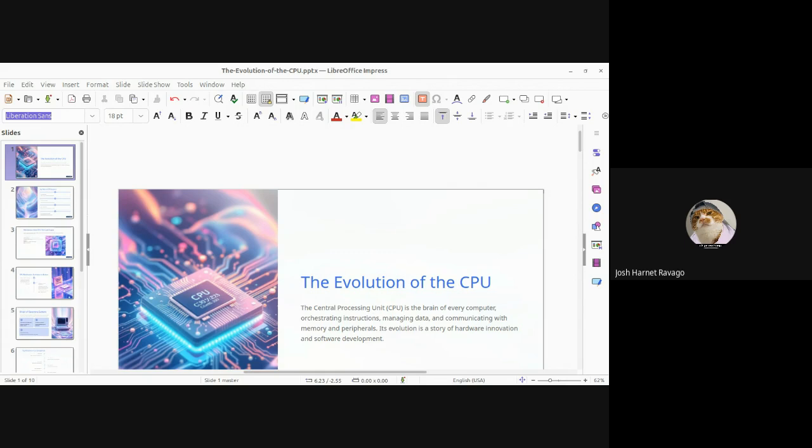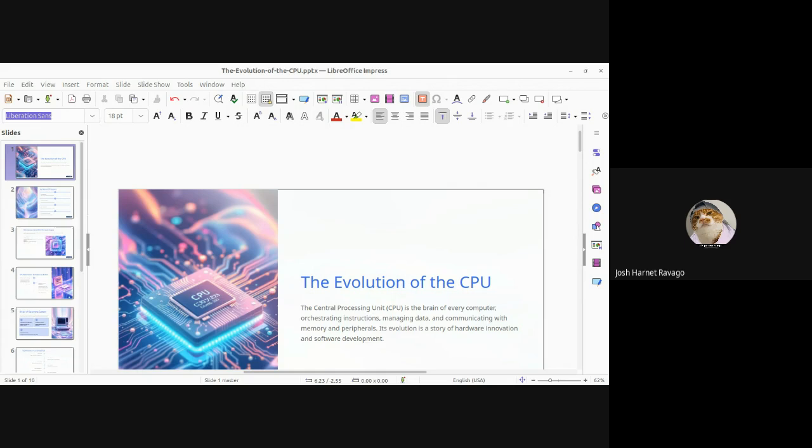Also, just to note, this i386 is the first one to port Linux, the first version of Linux.